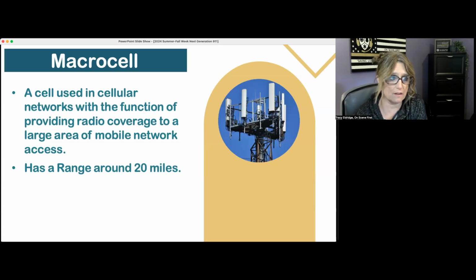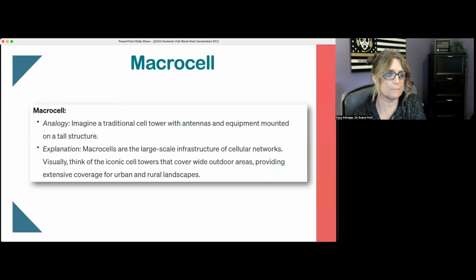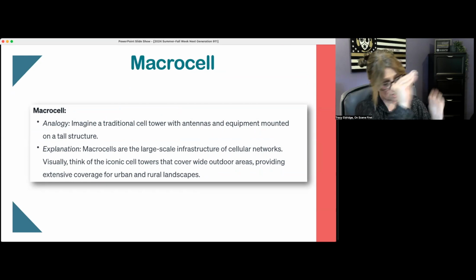The macro cell is a cell used in cellular networks with the function of providing radio coverage to a large area of a mobile network, usually with a range of about 20 miles. A macro cell, imagine a traditional cell tower with antennas and equipment mounted on a tall structure. Macro cells are large-scale infrastructure of cellular networks. Visually, think of the iconic cell towers that cover a wide outdoor area, providing extensive coverage. So small cells are just the little ones that we pop up to enhance that signal, and macro cells are the much bigger ones.